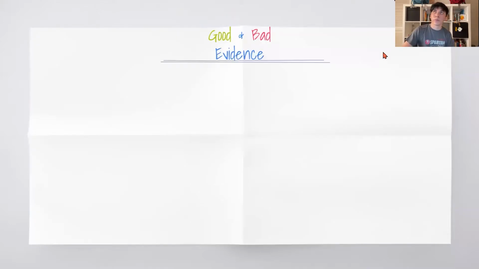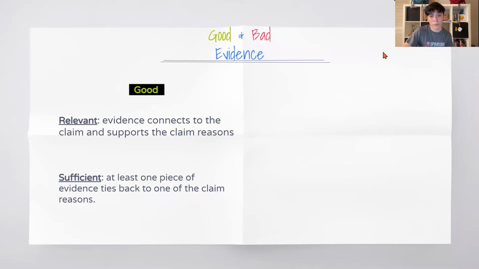Okay, so when we're trying to determine if an argument is good or bad, we also have to look at the evidence. We have to know if the evidence is good or bad. We have to evaluate the evidence. So again, we covered what relevant evidence was. Evidence that's relevant is good evidence. Relevant evidence connects the claim and supports the claim with reasons. And those reasons are backed by facts, stories, like true stories or anecdotes, or analogies.